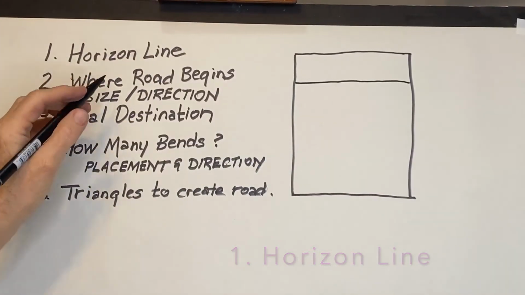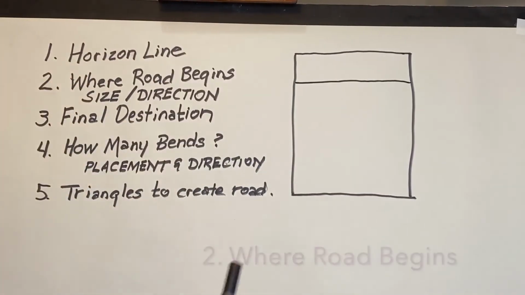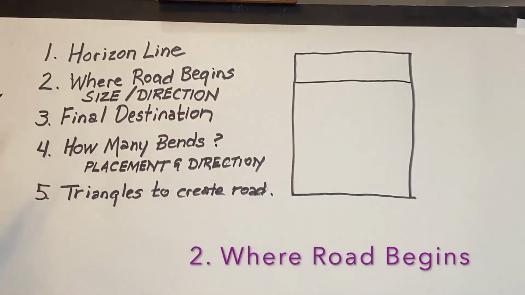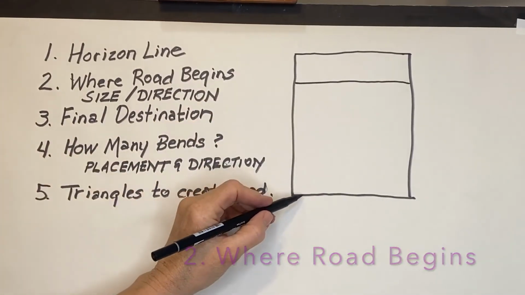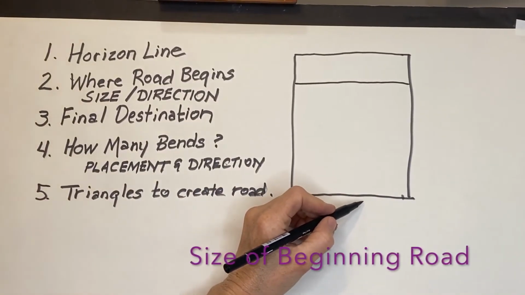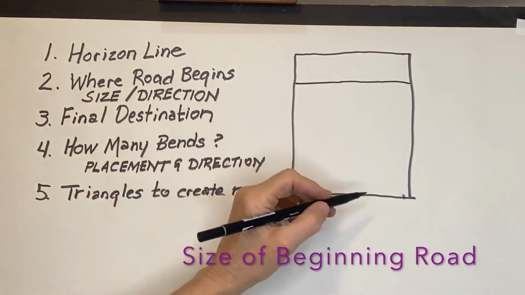Okay. Number 2, where is our road going to begin? I'm going to use the lighter marker until I draw the final road. Let's make our road, I keep doing them over here. Let's do it over here. We'll have our road begin here. And what size and direction do we want it to go?